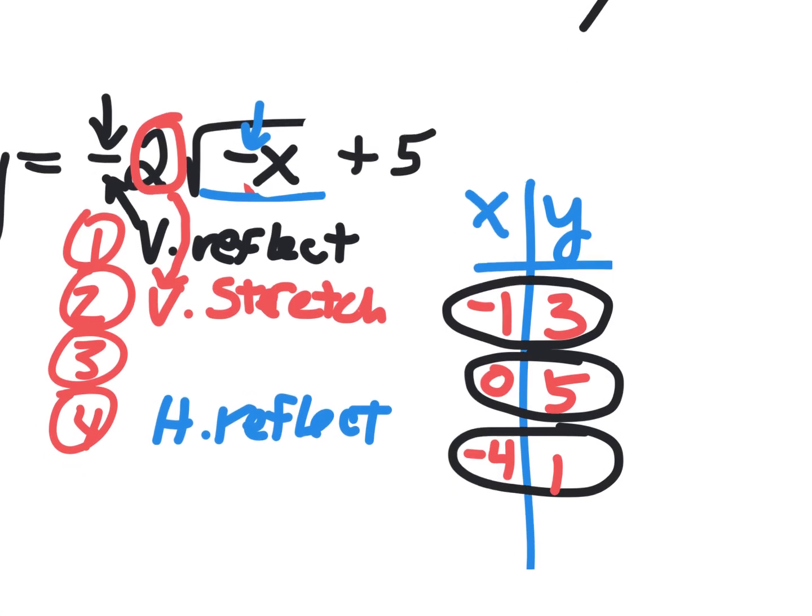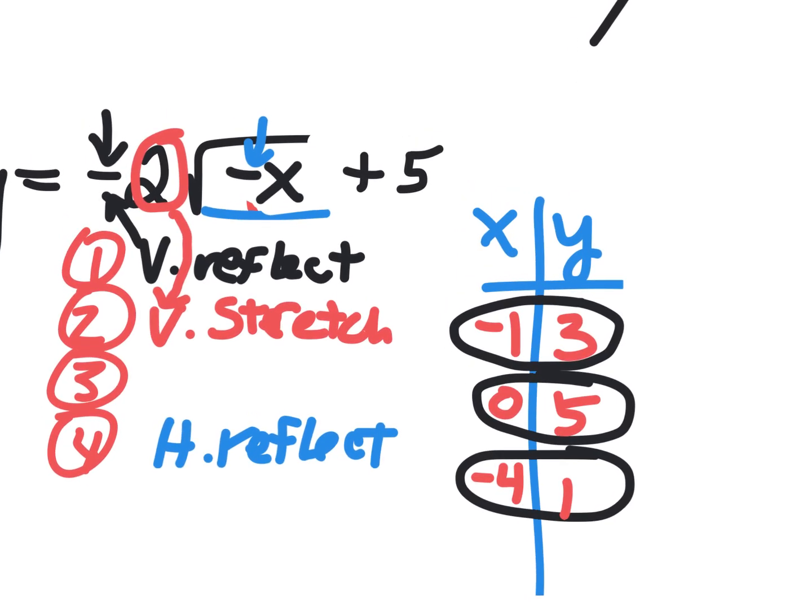Okay. All right, so that 2 was a vertical stretch, and you have to at least put 2, and if you wanted credit in honors, you'd have to say by a factor of 2.